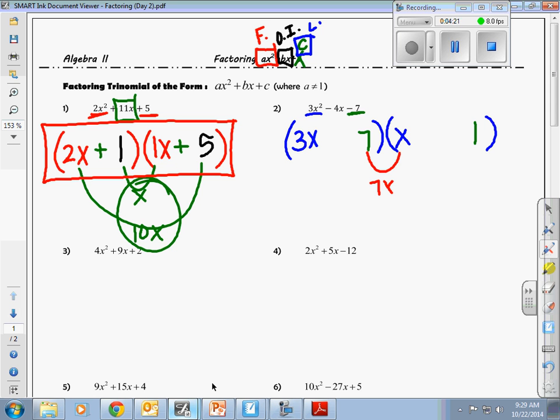This would be 7x. This would be 3x. Okay, well, is there any way that I can have 7x and 3x get me to negative 4? Yes, there is. I would have negative 7x plus 3x gives me negative 4. So in order for that to happen, I would have to have negative 7 here and positive 1 here. So there we go. Then I check my two first terms. Multiply together they give me 3x squared. My last terms, negative 7 and 1, give me negative 7. And then my two inner, negative 7x plus 3x gives me negative 4x. So there it is, factored.